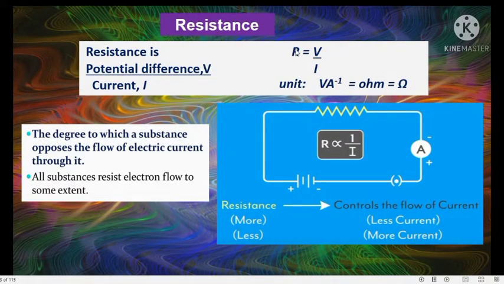The relationship between R and I is inversely proportional if the voltage is kept constant. Because resistance opposes the flow of current, if resistance is more, current will become less. If resistance is less, current will become more. So that's the relationship between resistance and current.